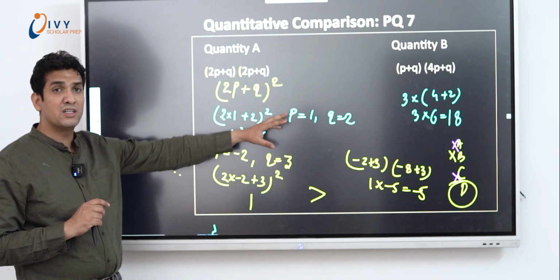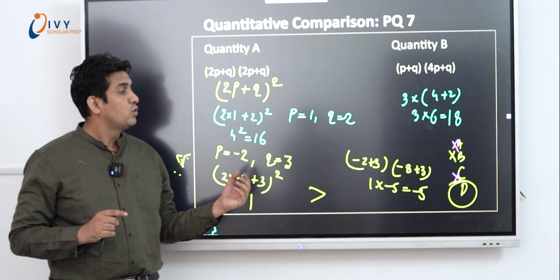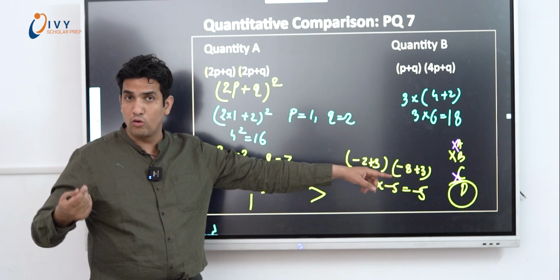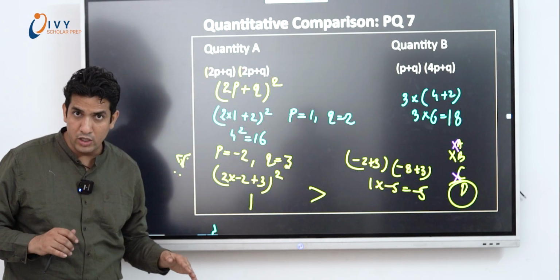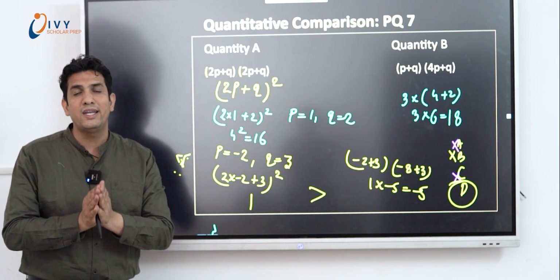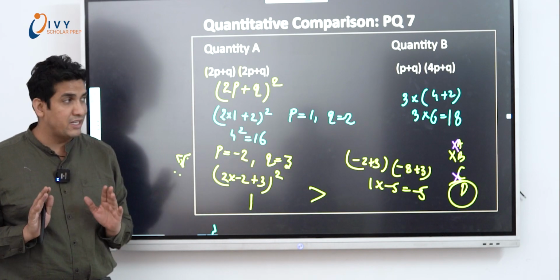Somehow it looks a bit complicated, but always when you have a variable, try to observe the problem. Most of the time you will end up marking D as a choice, and that's going to be correct most of the time, not always. So you'll have to be 100% sure when you're marking either quantity B or quantity A that you're getting bigger on all the values. So that's it from my side.